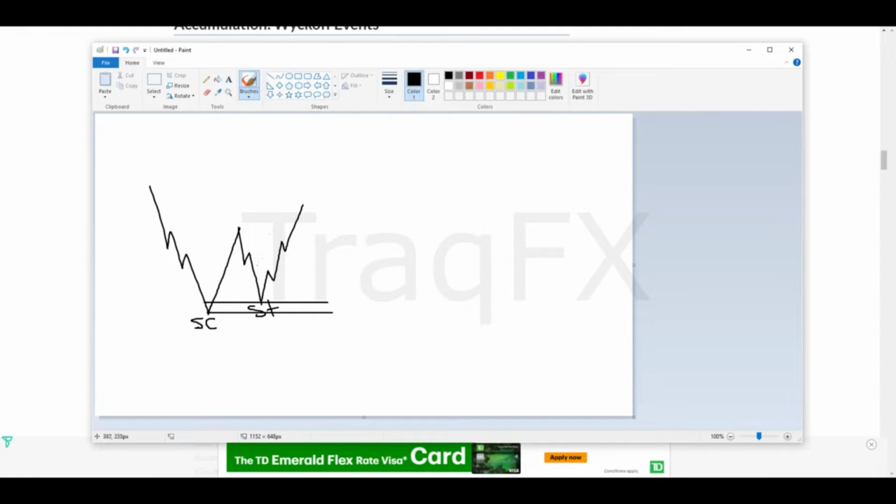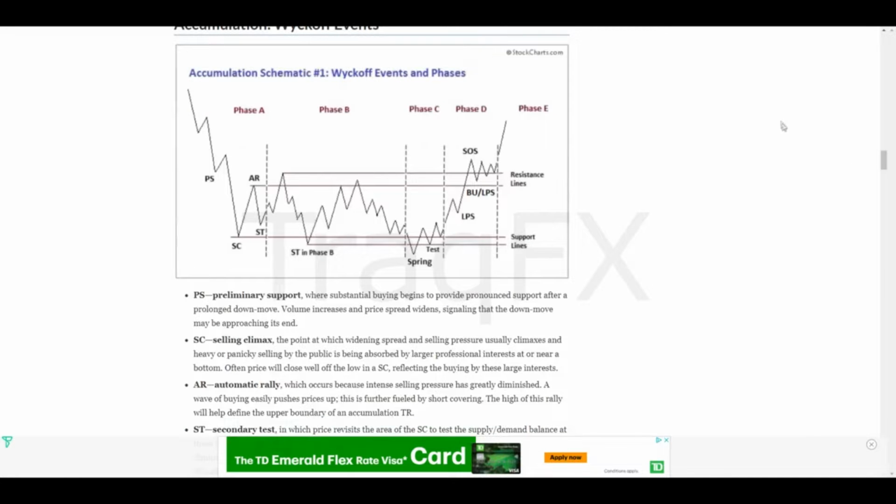Now phase B starts, this is phase B right here. What we're basically expecting in phase B is for the market to make a run below the secondary test and the selling climax. The reason we're expecting that is because there's obviously liquidity now. This is a different type of liquidity. It's not the traditional equal lows, equal highs, but basically the market is going to have to break below.